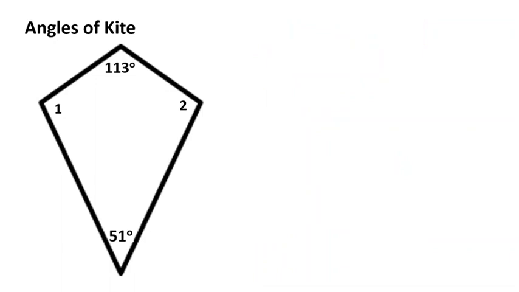So, more about angles of kite. This time we don't have diagonals. Remember, the sum of the angles of any quadrilateral is equal to 360 degrees. We have here angle 1 and angle 2. We're going to look for the value of each angle. The given are 113 degrees here and 51 degrees here.